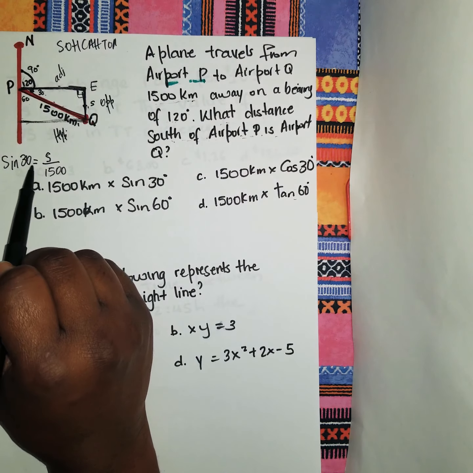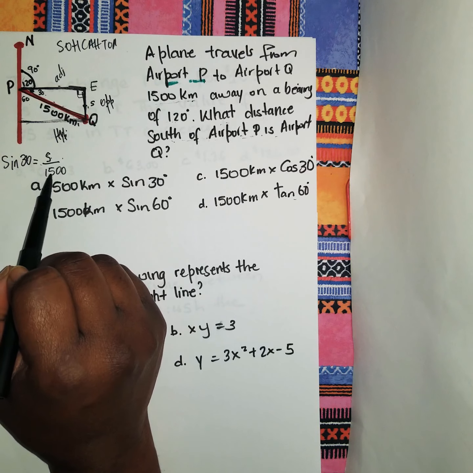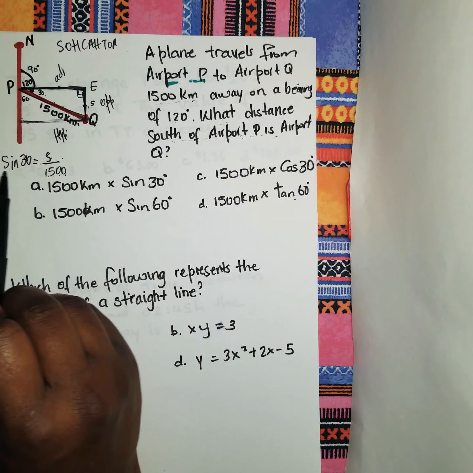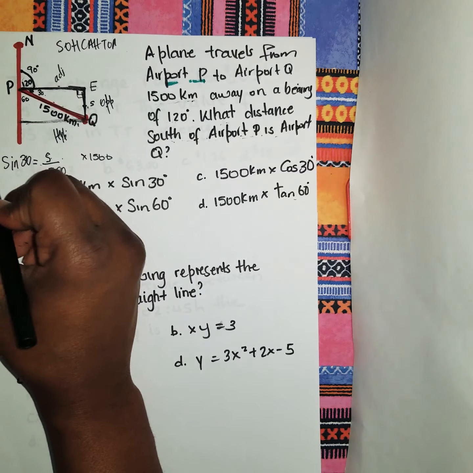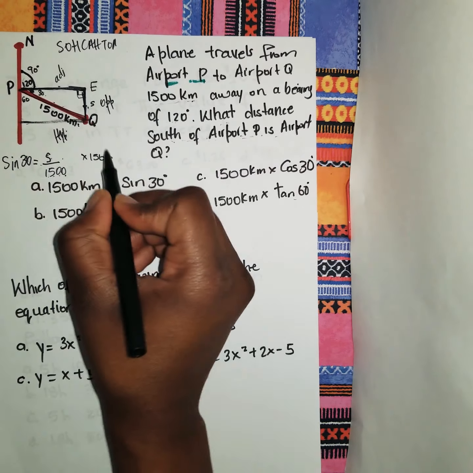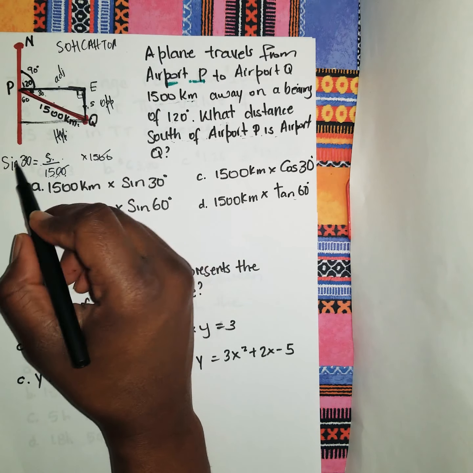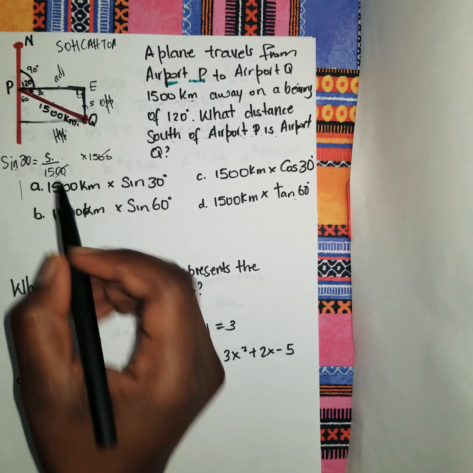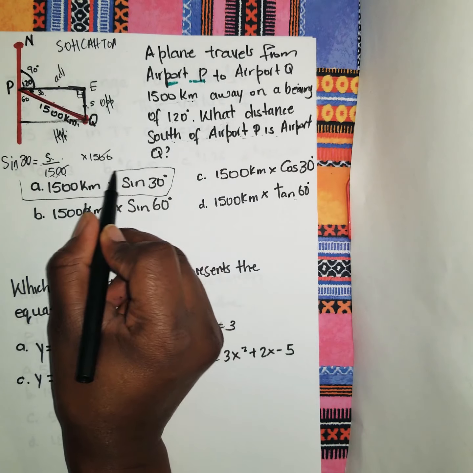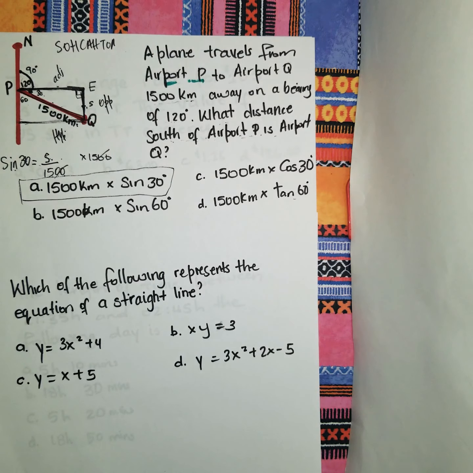So sine of 30 is equal to the south over the 1,500. To find south, we're going to have to multiply both sides by 1,500 just to cancel the denominator. So south is equal to sine 30 times 1,500. So 1,500 times sine 30 is our solution.